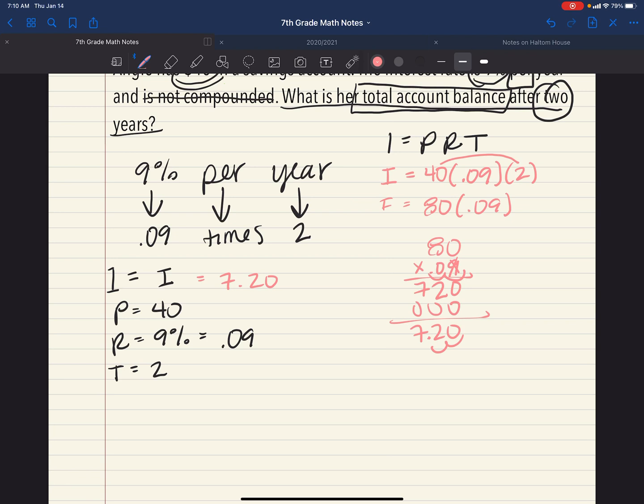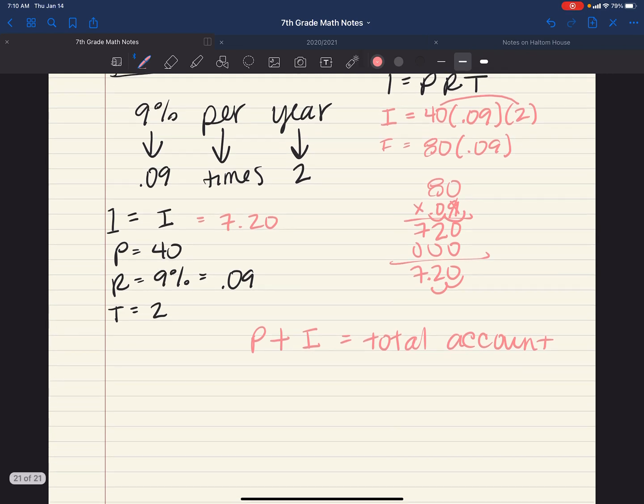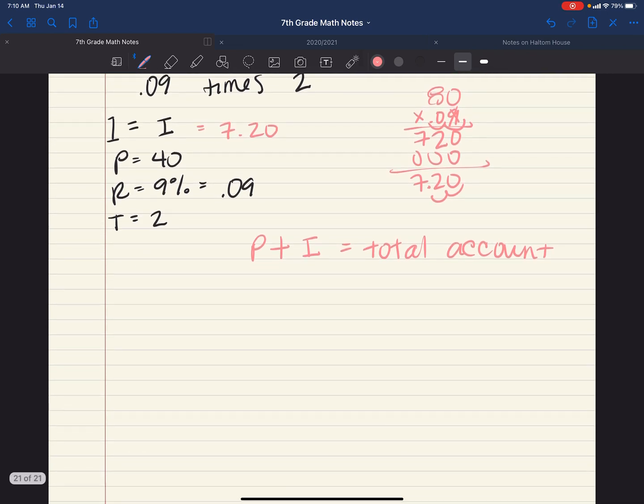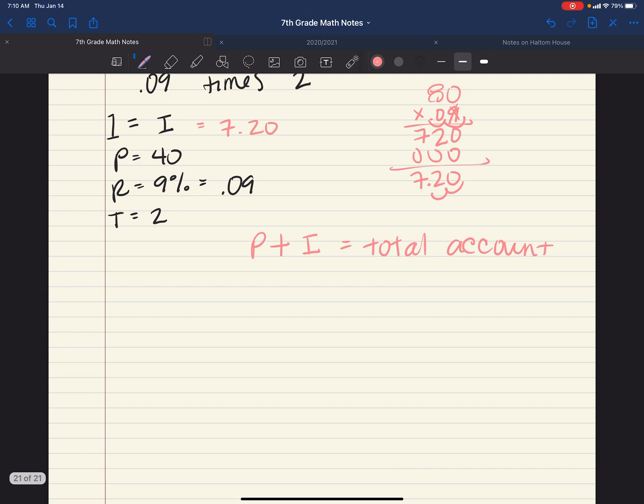But I'm not asking about the interest. I'm sorry, the question is not asking about the interest. The question is asking about her total account balance, which means I will then need to add principal plus interest equals total account balance. Now, I can also do this mentally because I know $40 plus $7.20 equals $47.20. However, for some of us who don't have our decimal rules fully solidified, let's work it out.